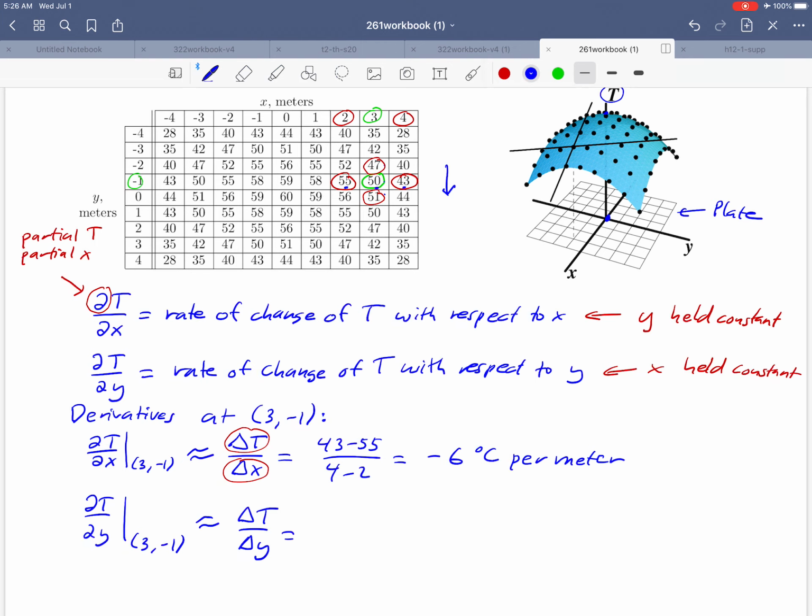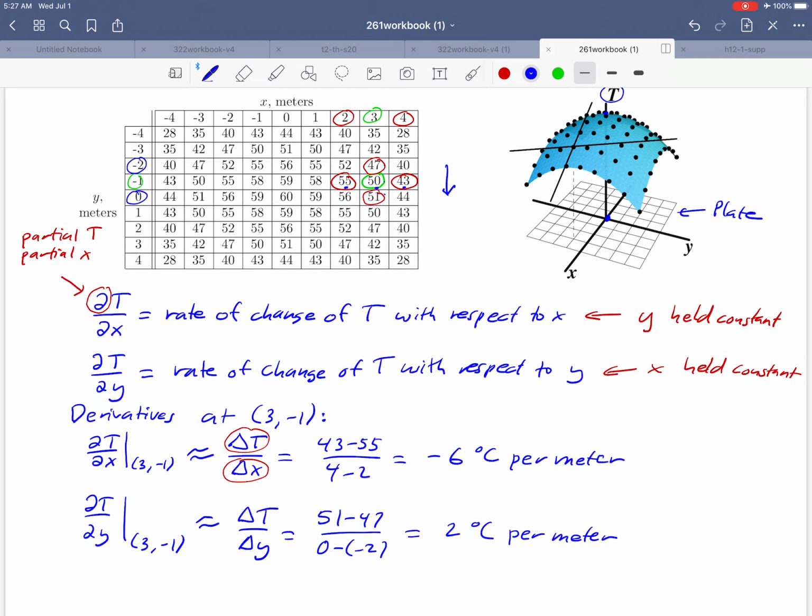So let's see, 51 minus 47, that's how much temperature change we're getting. And then we went from -2 to 0, so 0 minus -2 is how much y changed. Do the arithmetic there, and you're going to get +2, and again, the units are going to be degrees Celsius per meter. That's our approximate rate of change of the temperature in the y direction.